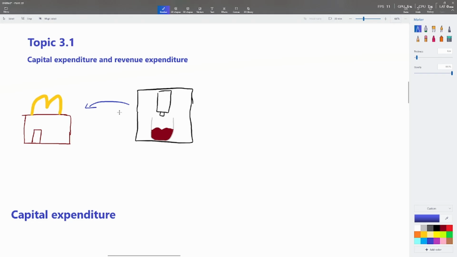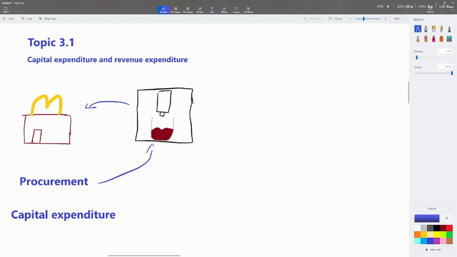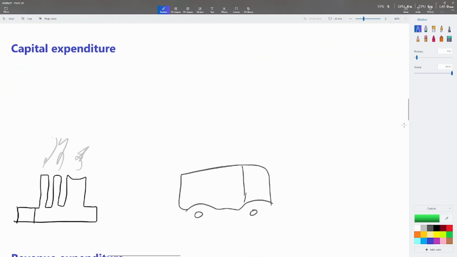When a business buys in something that is a good or a service, it is also called procurement. Procurement means that a business is buying something in, whether it's a good or a service. In this case, we have a soda machine, and the soda machine is used by the business to make money. And we will deal with it afterwards as well. Capital expenditure is basically an investment towards the business's fixed asset.